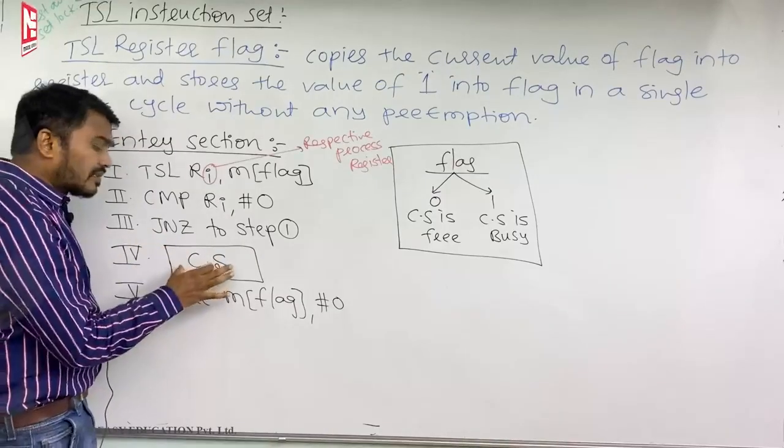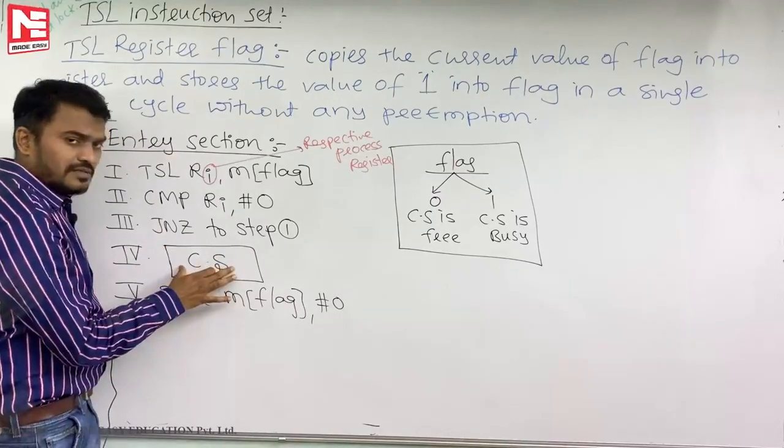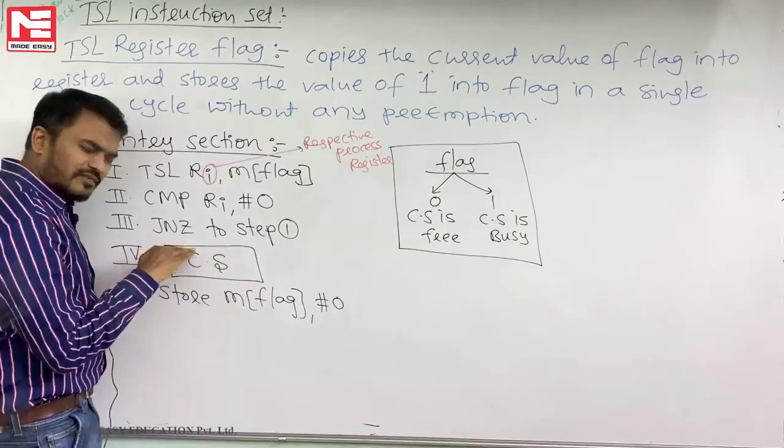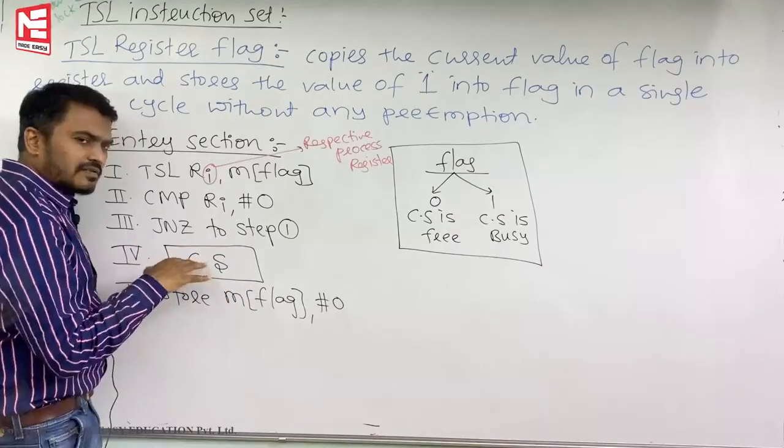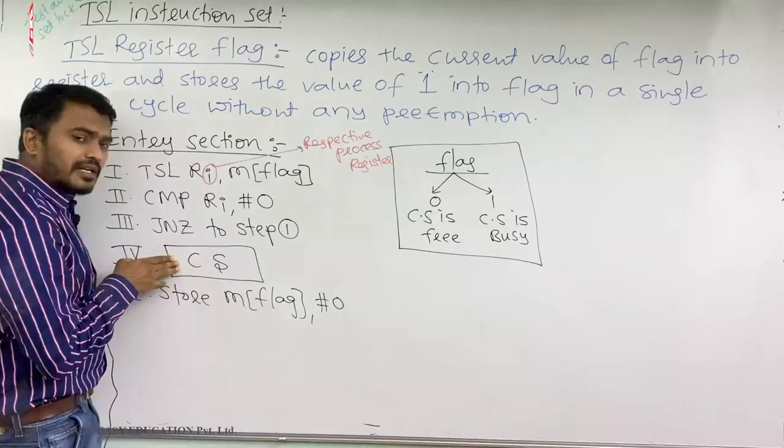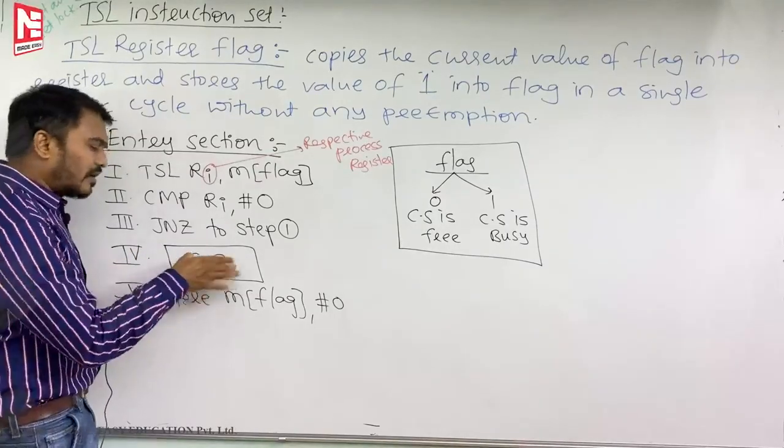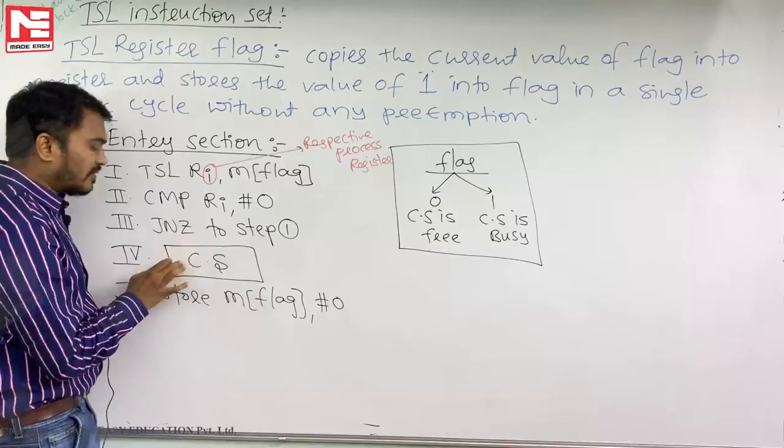See, what does critical section mean? There are shared variables, shared resources. So this is also what? A set of instructions only. Critical section may have 1 lakh instructions or 10 lakh instructions, but all the shared instructions. That is the meaning of critical section.